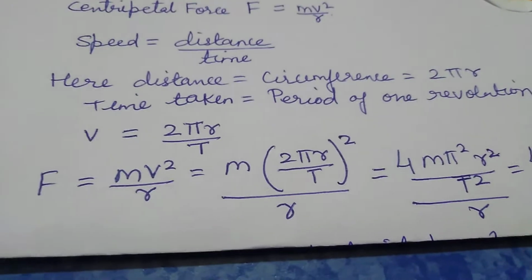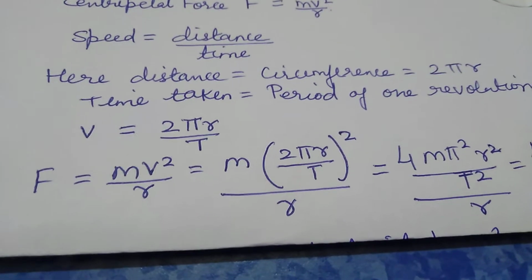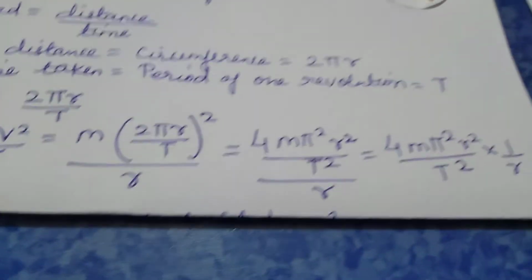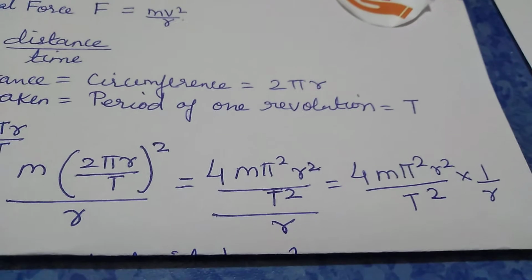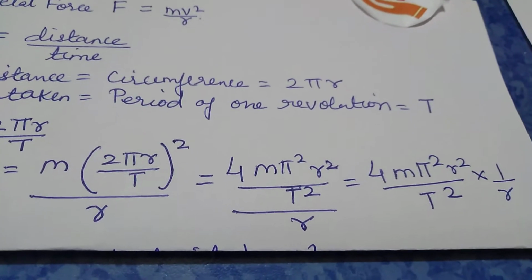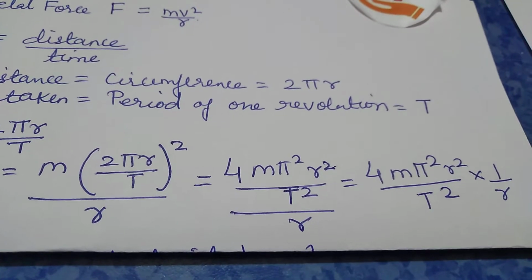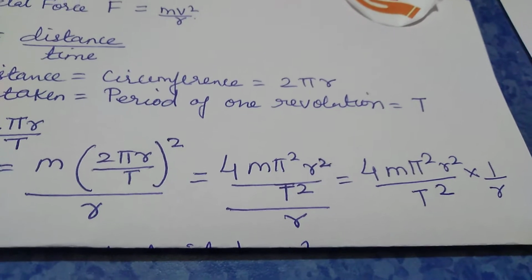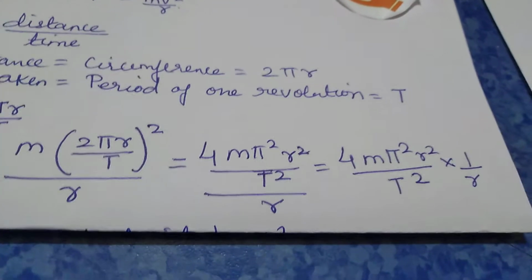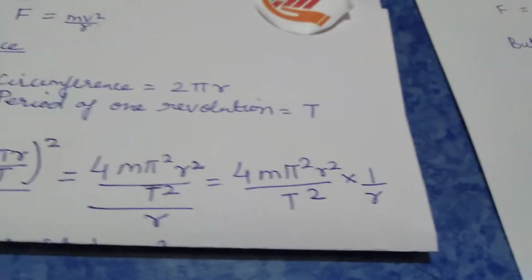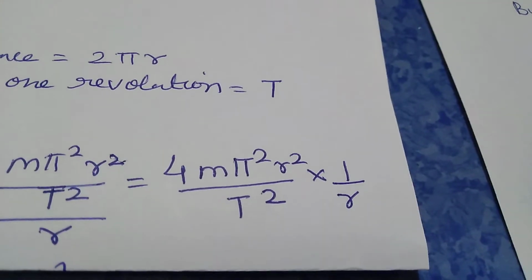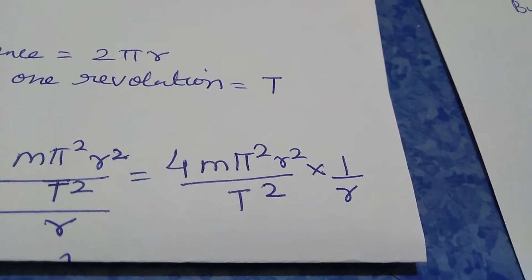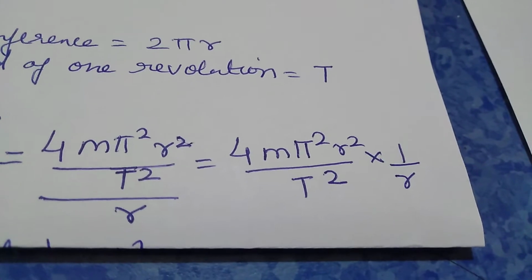Now F is equal to mv square upon r. Instead of V, we will put 2 pi r upon T, and again whole square. When you expand this square, 2 becomes 4, pi becomes pi square, r becomes r square, and m will be as it is. Whole thing upon T square, and that whole thing upon r. So when we further simplify it, you get 4m pi square r square upon T square into 1 upon r.